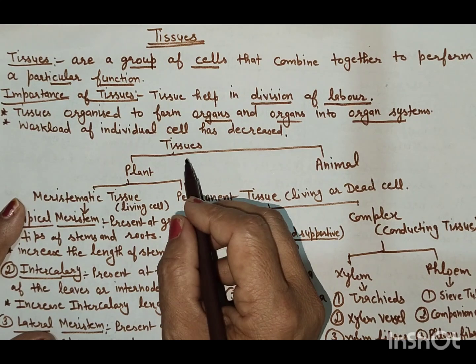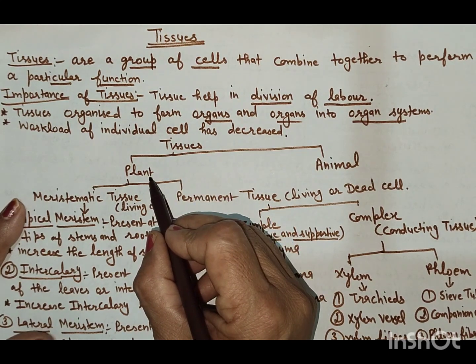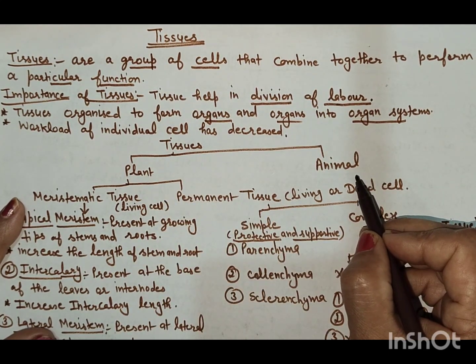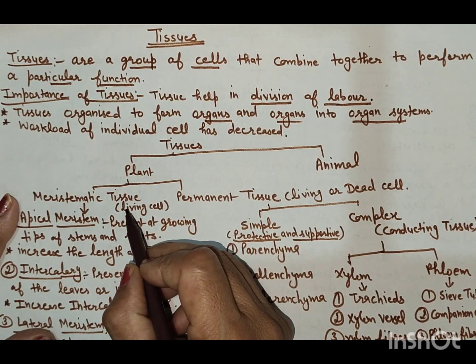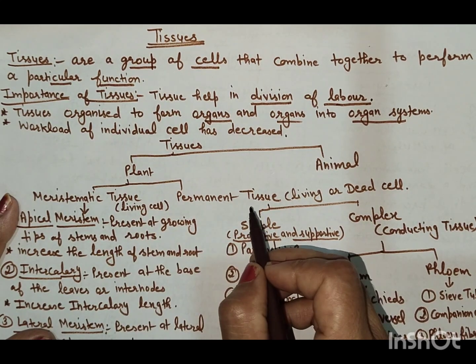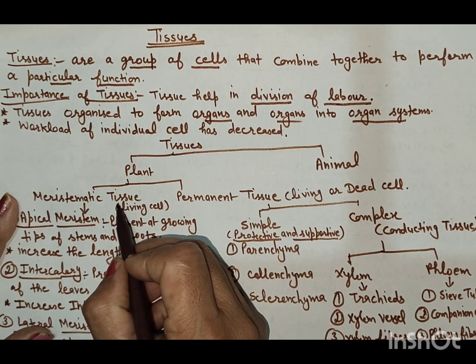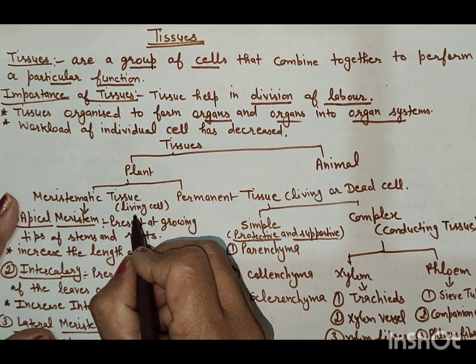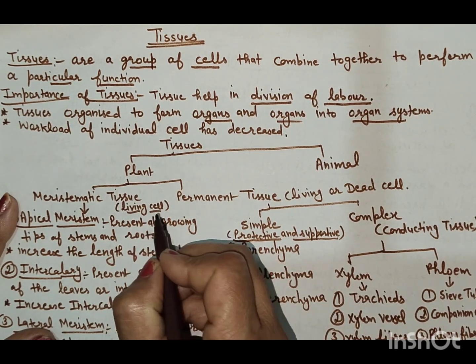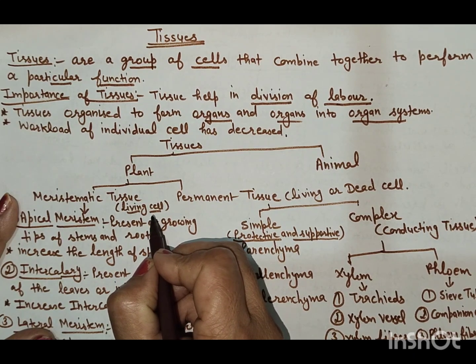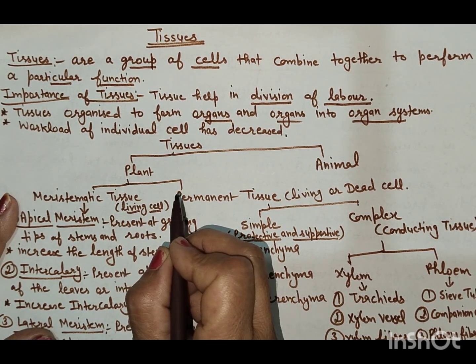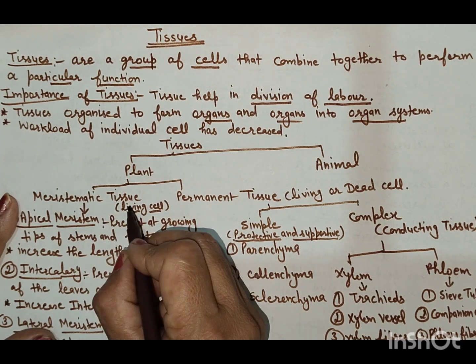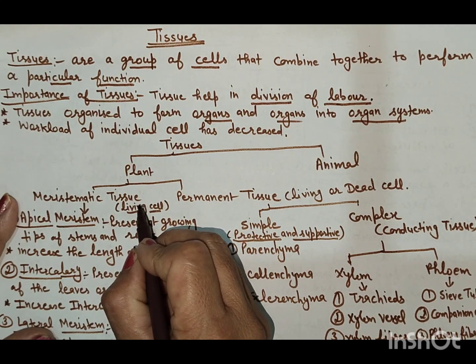Now, tissues are of two types: plant tissue or animal tissue. Plant tissue is of two types: meristematic tissue and permanent tissue. Meristematic cells are living cells and they have the capacity to divide throughout life.